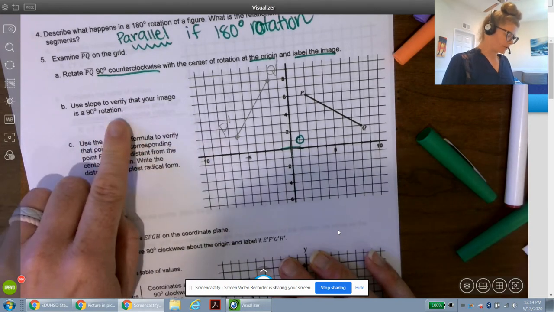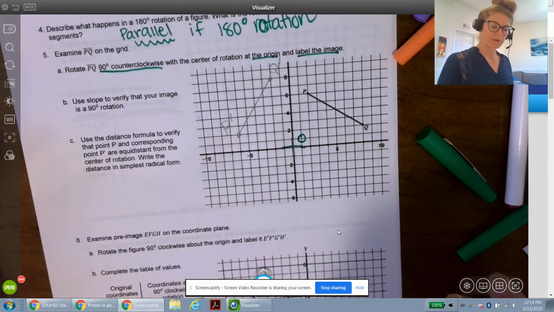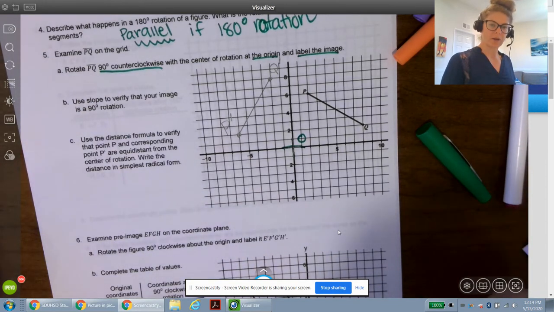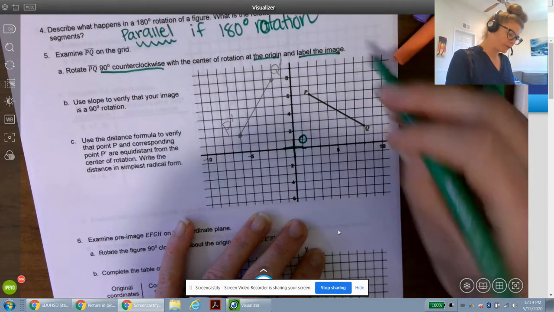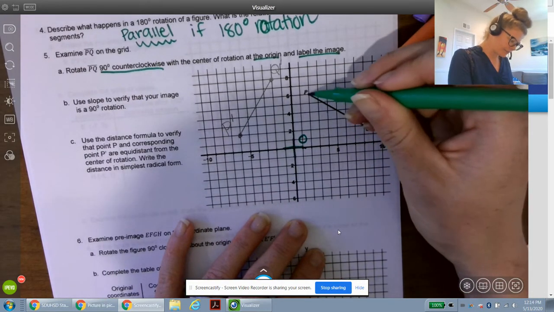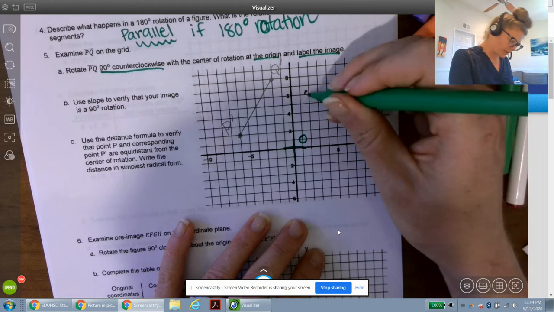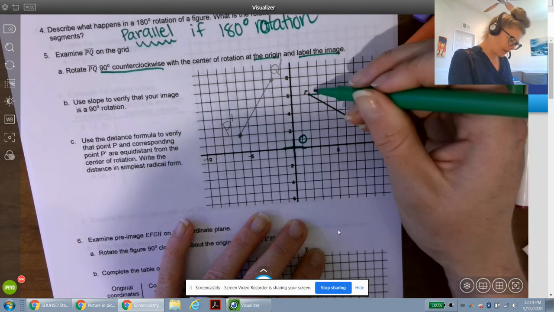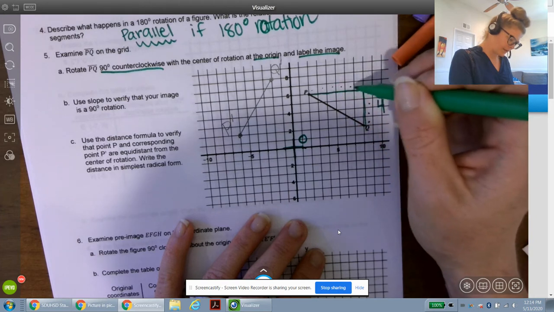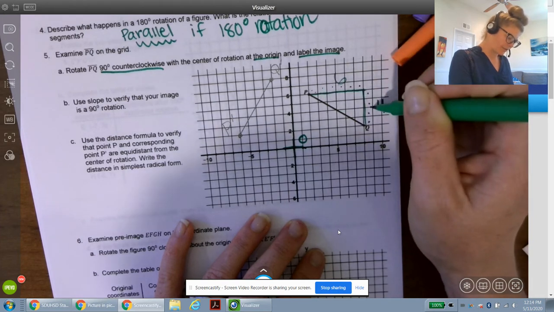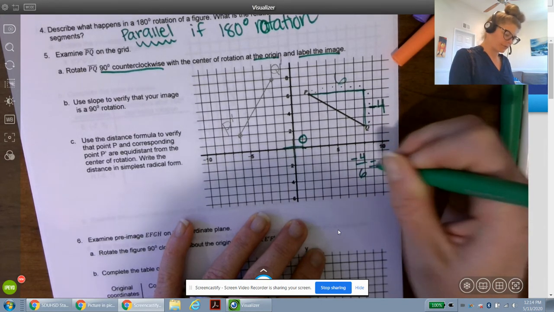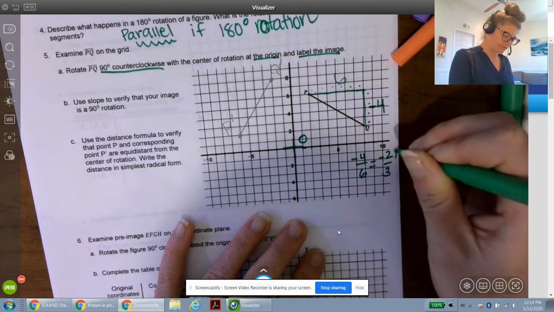Use slope to verify that your image is the 90-degree rotation. Remember, since this is a 90-degree rotation that we made, our corresponding segments, which there's only one here, should be perpendicular, opposite reciprocals. So if I take a look at segment PQ, my pre-image, I notice 1, 2, 3, 4, and 1, 2, 3, 4, 5, 6. I'm going right and down, or up and left. So -4/6 reduces to -2/3.